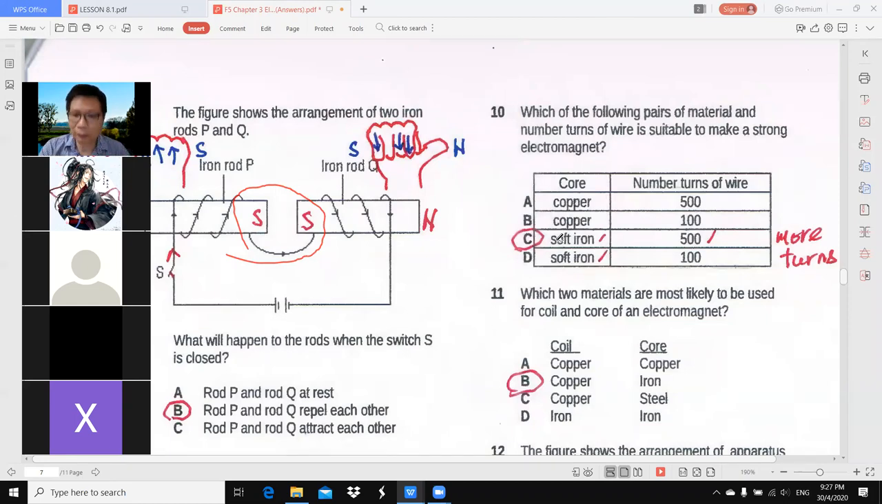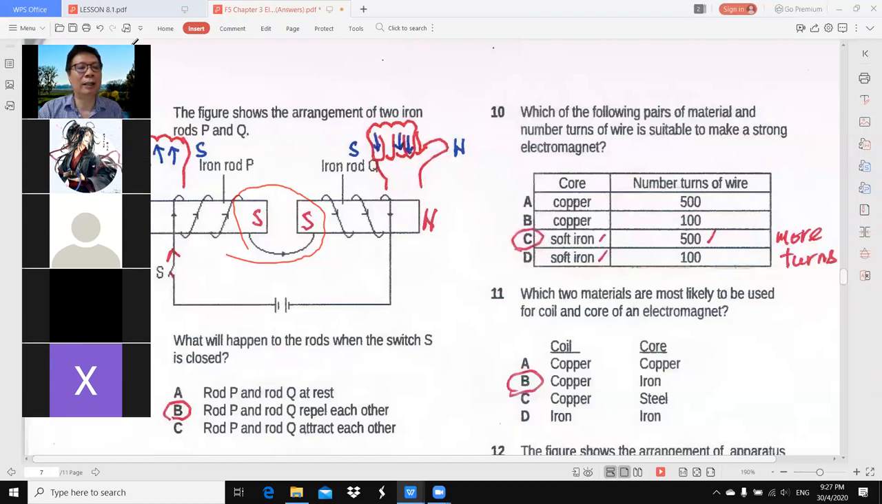Ang Xiao Hui, why do we use soft iron? Last lesson we learned one. Why do we use soft iron as a core? Iron core has the strongest magnetic field. Yeah, soft iron can produce a stronger magnetic field.